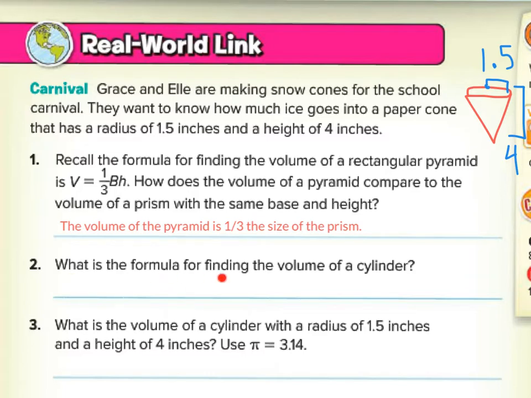What is the formula for finding the volume of a cylinder? If you recall the last lesson, we said that volume equals the area of a circle, pi r squared, times the height, correct?